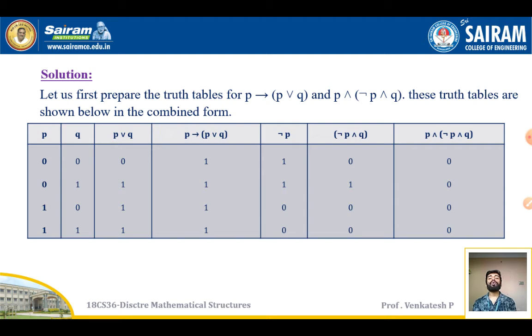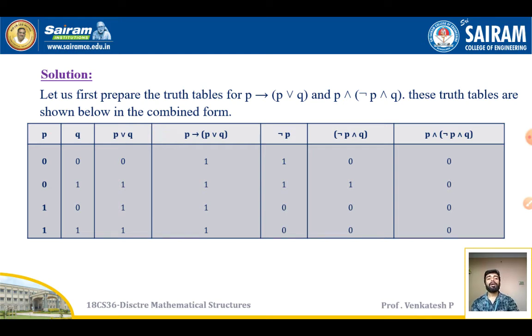So now I am going to use the OR logical connective in between the two propositions P and Q. 0 or 0 will be 0, 0 or 1 will be 1, 1 or 0 will be 1, 1 or 1 will be 1. So after applying the OR operation, we got the value of P or Q. Now I am going to find the value of P implies P or Q.